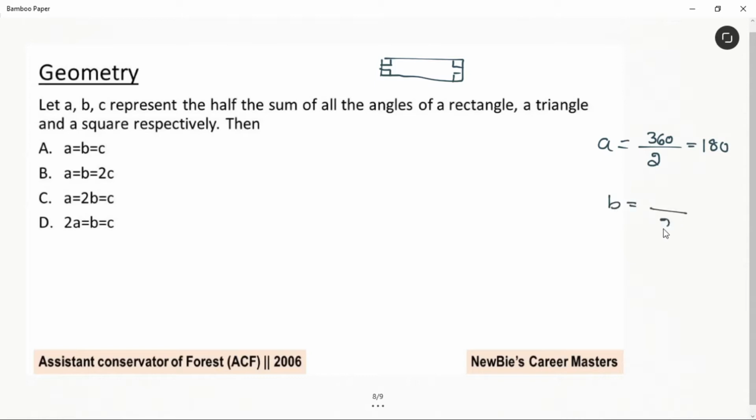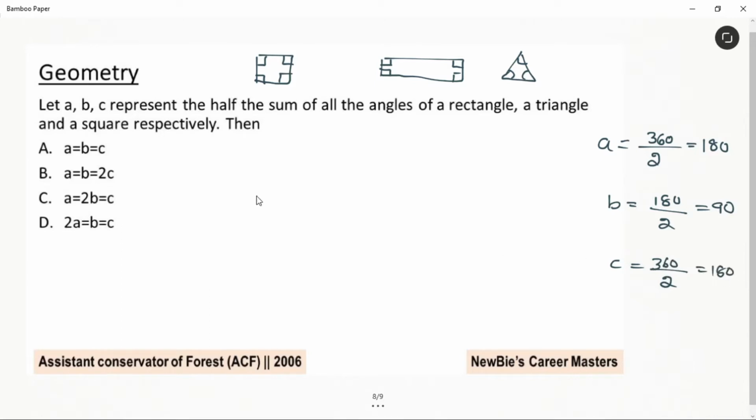Let's come to B now. B is half of the sum of all the angles of a triangle. All the angles of a triangle means like this. We get 180. So the value is 90. C represents half of the sum of all the angles of the square. Let's take a square. The sum of all the angles of the square is 360, 90 plus 90 four times, correct? So 360 divided by 2, 180.